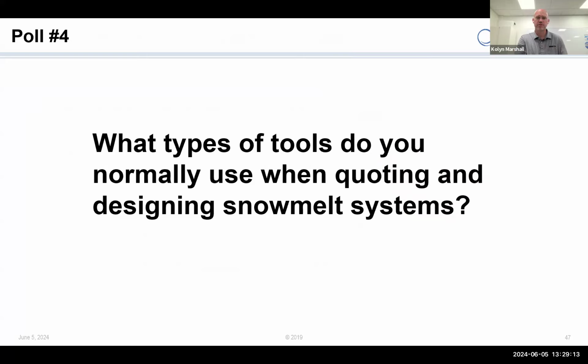So what types of tools do you normally use when quoting and designing a snowmelt system?